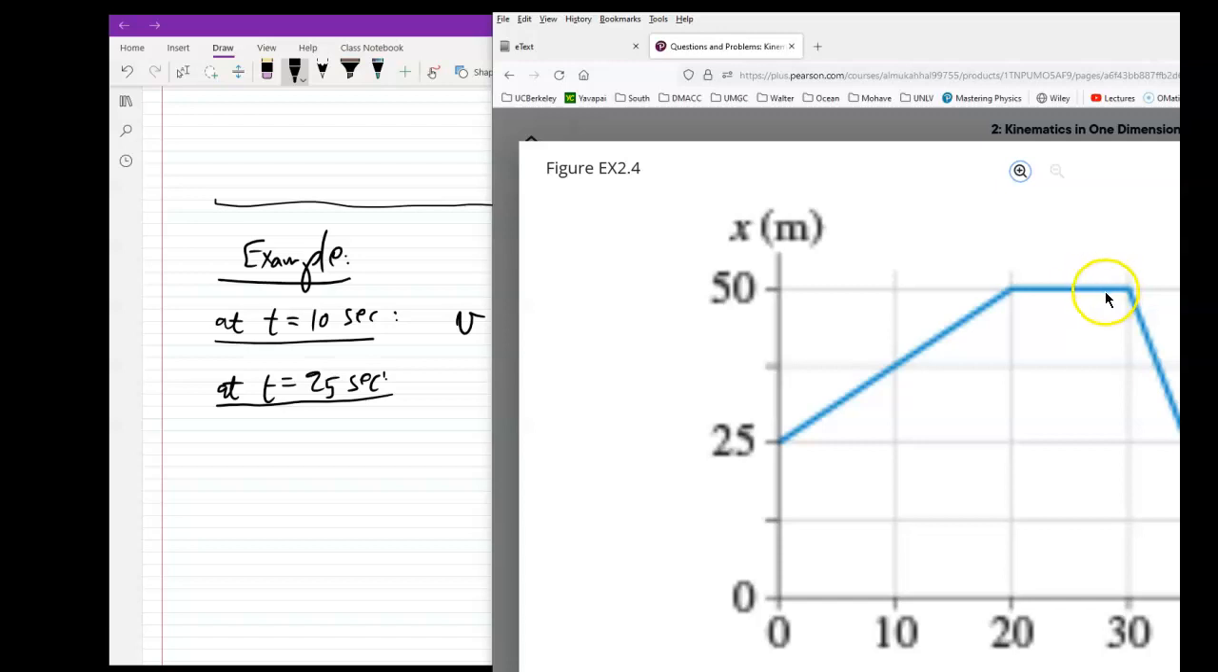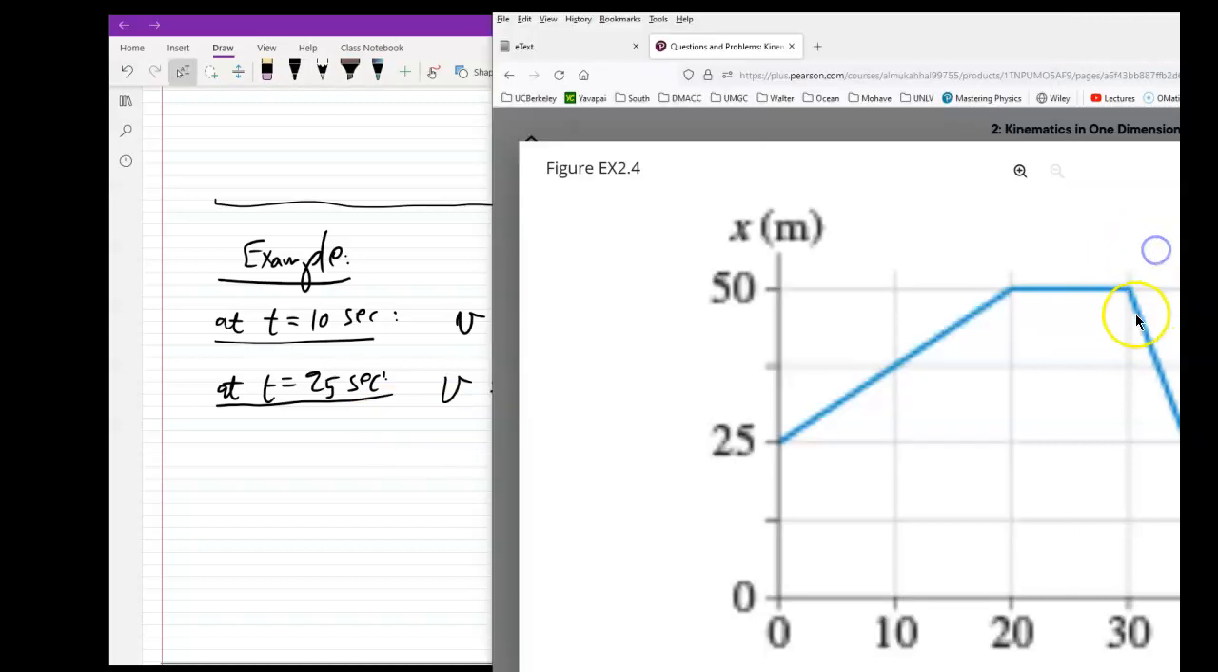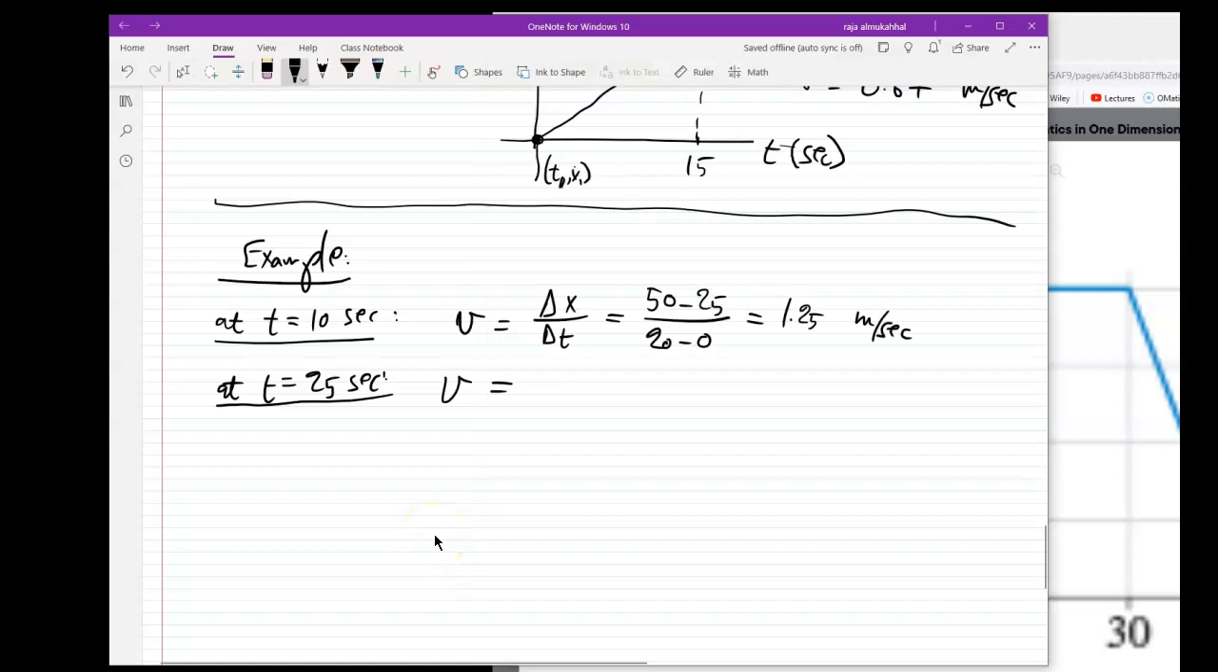But let's just act like we don't know that. Let's just do it. In this case, I'm going to pick 2 points, this point and this point. So the coordinate for x is going to be 50 minus 50 divided by 30 minus 20. Does this make sense? So delta x over delta t is 50 minus 50 over 30 minus 20, and that's, of course, 0 meters per second.